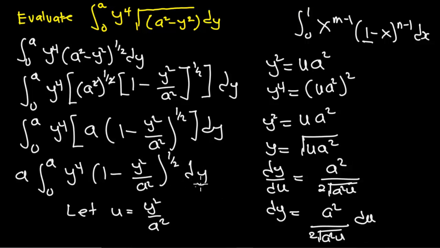Now that we have been able to change dy into this form, and y squared over a squared into u, and also changed y exponent 4 into this form, what we are left with is to change the limits. So how do we change the limits? When y is equal to a, we are going to have u equal to a squared over a squared, which gives us 1. And when y is equal to 0, we are going to have u equal to 0 over a squared, which gives us 0.